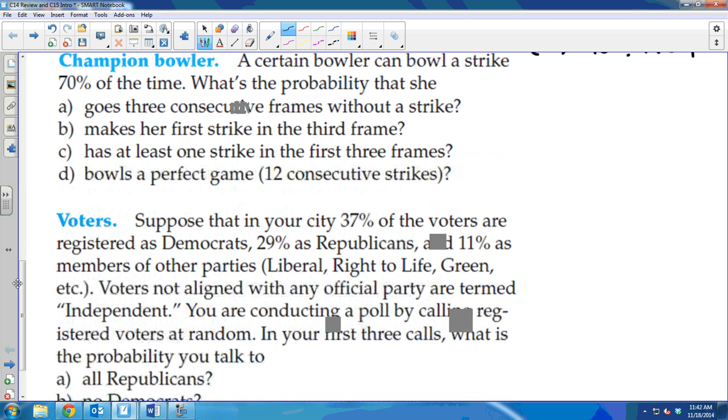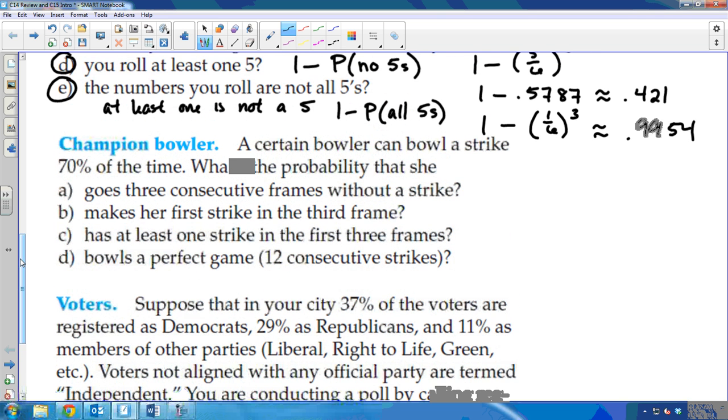Do you want to do a question about bowlers or voters? Bowlers. Okay. A certain bowler can bowl a strike 70% of the time. So what's the probability, let's do B first, that she makes her first strike in the third frame? What does that mean? Right, so she doesn't make a strike the first frame. So what's the probability of not making a strike? And then she doesn't make a strike again. And then she makes a strike.